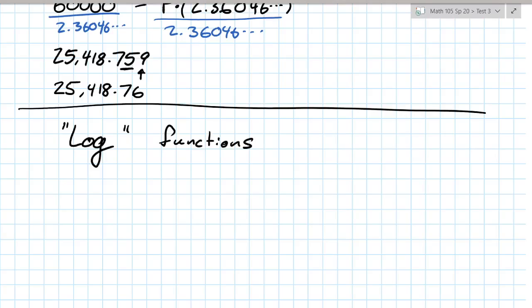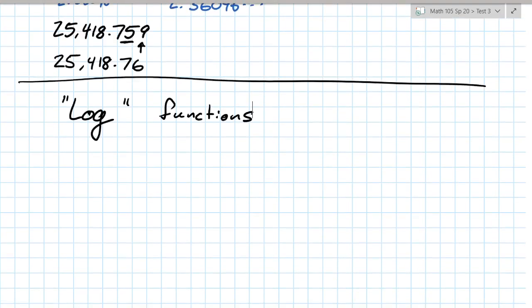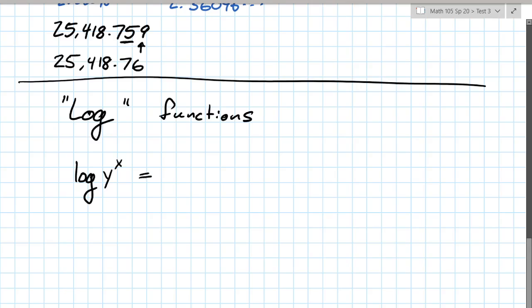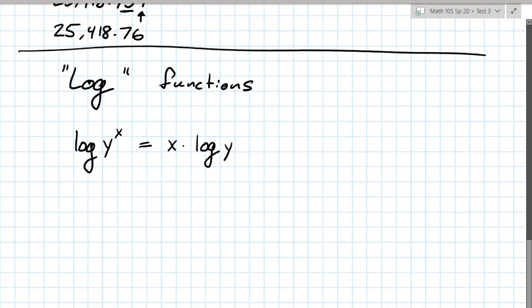Since we're dealing with equations that have exponents in them, we're going to have to talk a little bit about log functions and the properties of log functions. There's really only one thing that we need to worry about, and that is the log of y to the x is the same as x times the log of y. That's really the only algebra property that we need to know about.